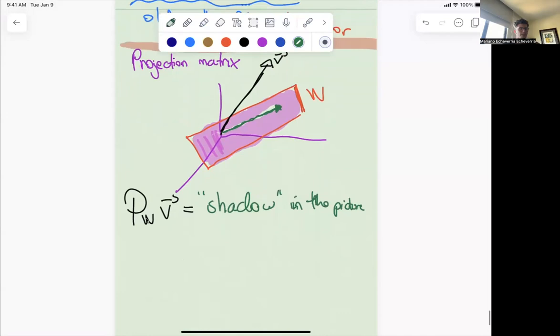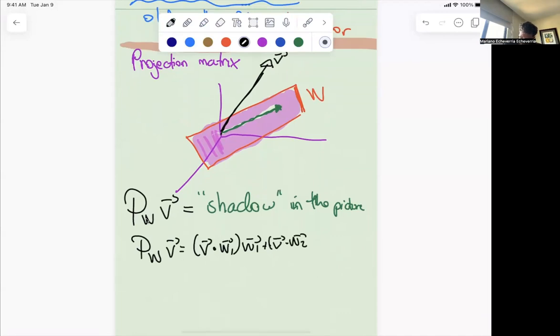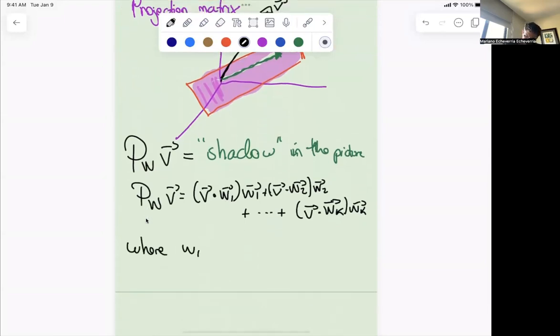The important thing is the formula. The formula is always the same. It's V dot W1 times W1, plus V dot W2 times W2, and so on up to V dot WK times WK. Here W1, W2 up to WK are an orthonormal basis of W.